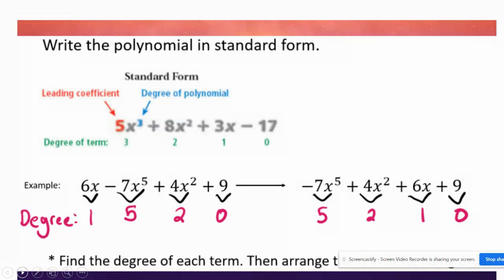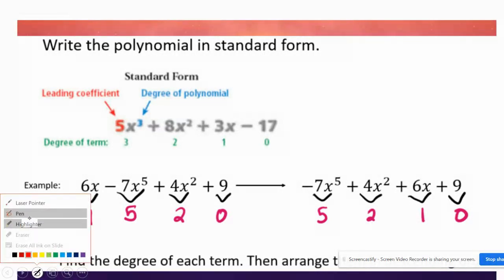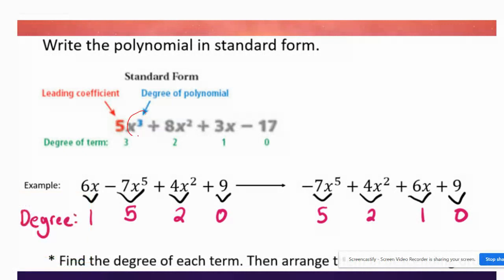So we have to make sure that we understand what standard form is. Standard form is when you write by the exponent. So x to the third would be written first, then x squared, then 3x, and then just the regular number at the end. So you always start with the highest exponent: the x to the third, then the x squared, then x, and then no x. That's called standard form, descending order, okay?